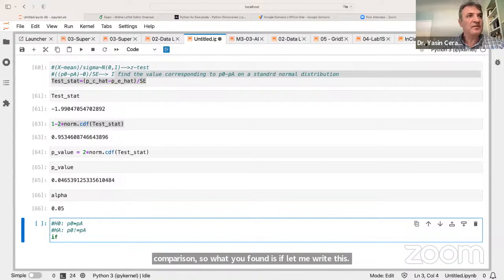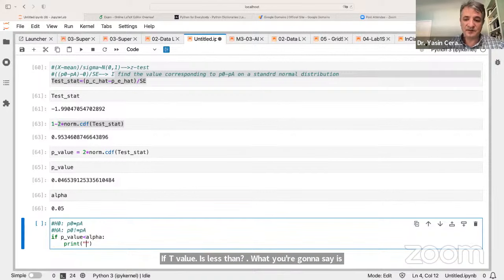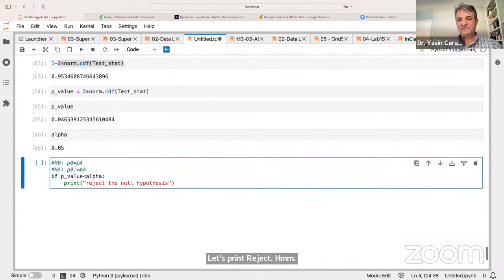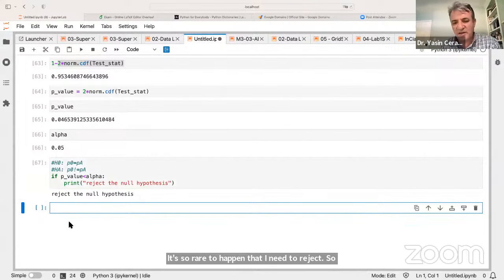If the p-value is less than alpha, what you're going to say is print reject the null hypothesis. Okay, so if the p-value is less than alpha, that means whatever has happened with this experiment is so rare to happen, if I take my null hypothesis as correct, that I need to reject the null hypothesis. So let's see. It says reject the null hypothesis. That means our result is statistically significant, so we need to reject the null hypothesis.